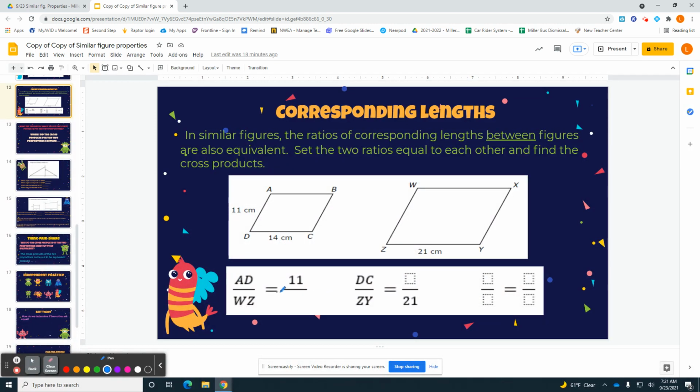Okay, so AD is 11. WZ from our previous slide we know is 16.5, right? Because it had the length. And then DC is 14. So now we're going to set our ratios equivalent to each other and see if our cross products are still equal. So you're going to multiply each of these. So 11 times 21 and 16.5 times 14. Go ahead and pause your video and work those two out. I'll give you a little bit of time.